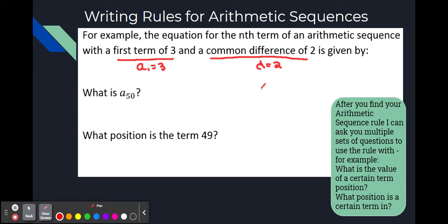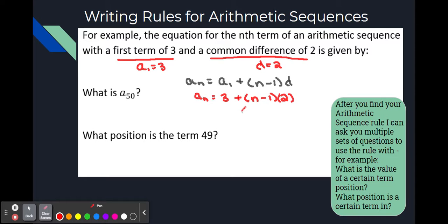So d equals 2. Knowing those things, I can come up with a rule, filling in this right here. Let me write that out again. a sub n equals a sub 1 plus n minus 1 times d. So I can fill in everything I know. a sub n, I'm not quite sure yet, but that's okay. a sub 1 is 3 plus n minus 1 times 2.